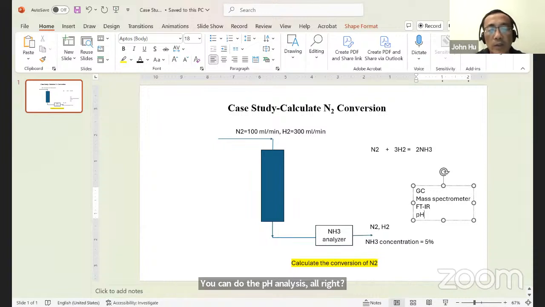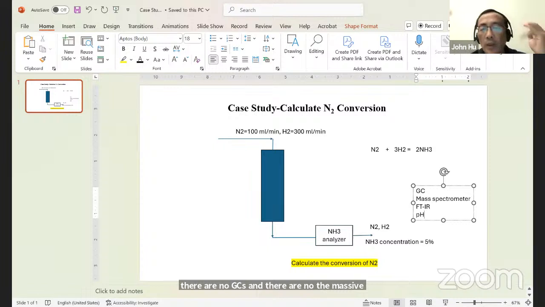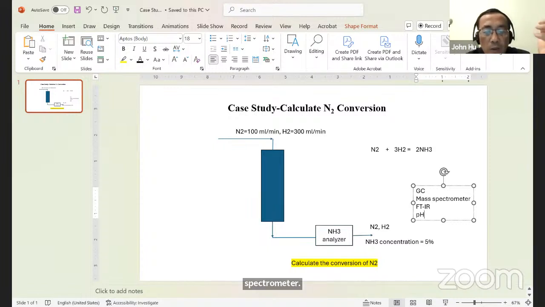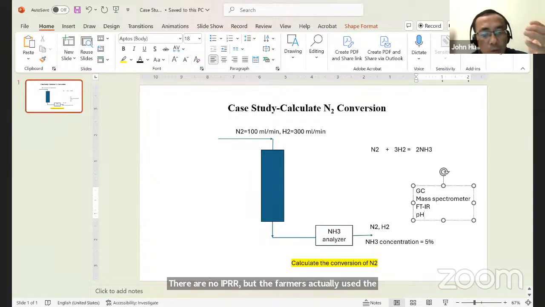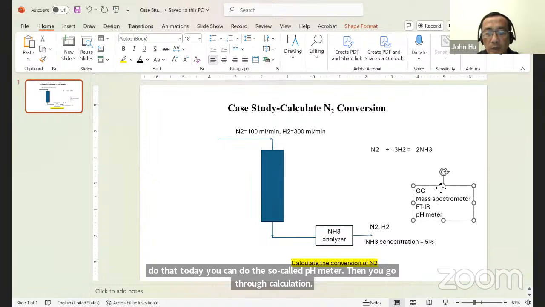100 years ago, there were no GC, no mass spectrometer, no FTIR, but the farmers actually used the ammonia solution. They analyzed the ammonia concentration. They put ammonia in solution and you can do the titration. You can analyze pH. Today you can use a pH meter, then you go through calculation. I'm glad that the audience does have knowledge on this.